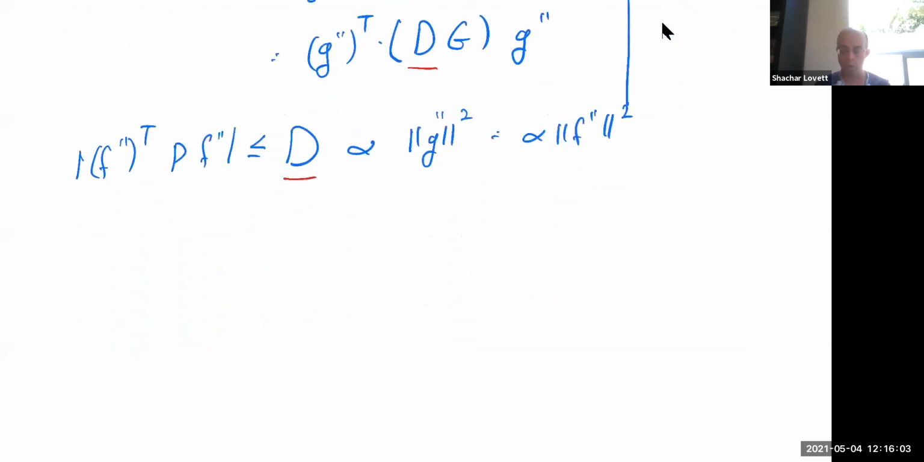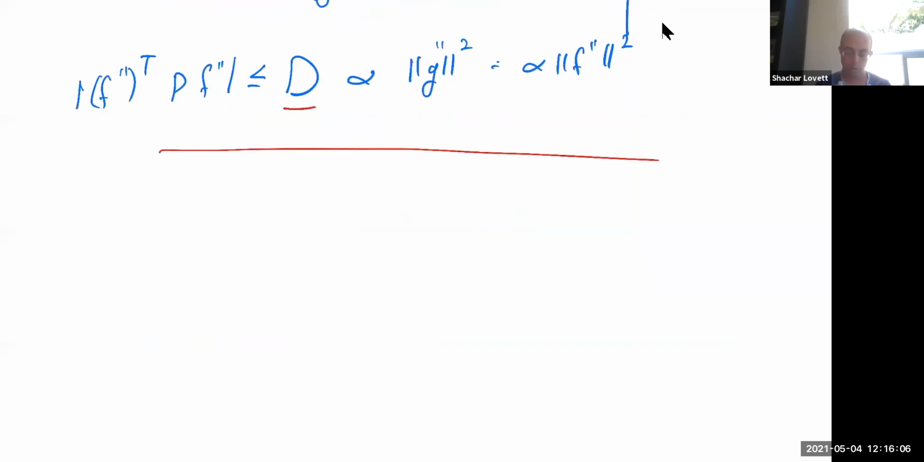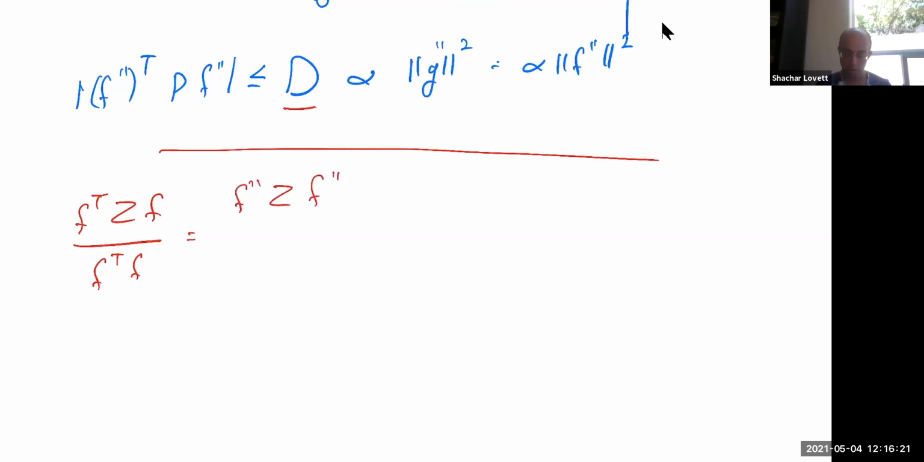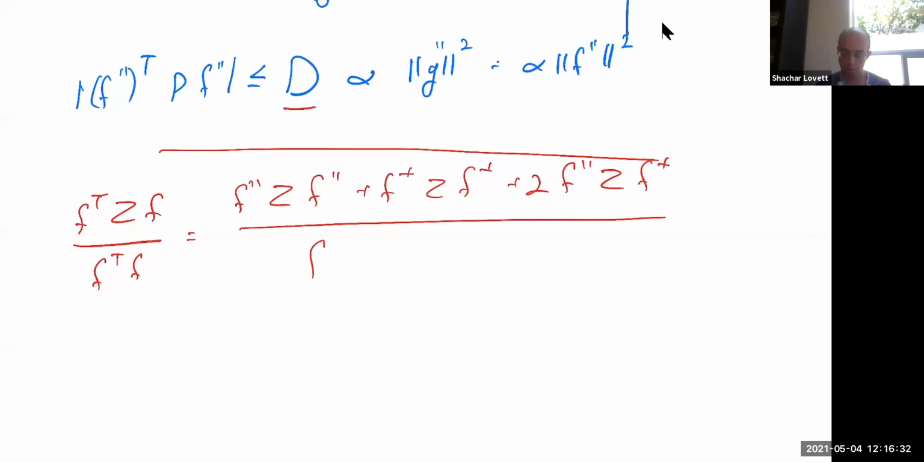So if you put all of this together, what do we get? If we look at f transpose Z f over f transpose f, this is going to be small. Remember, there was this parallel part, the orthogonal part, and the twice mixed part, over f transpose f.